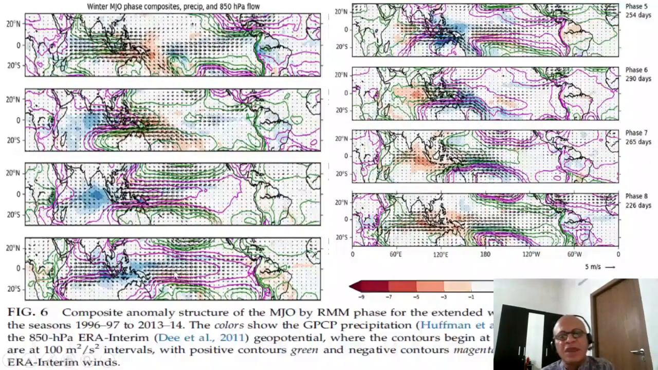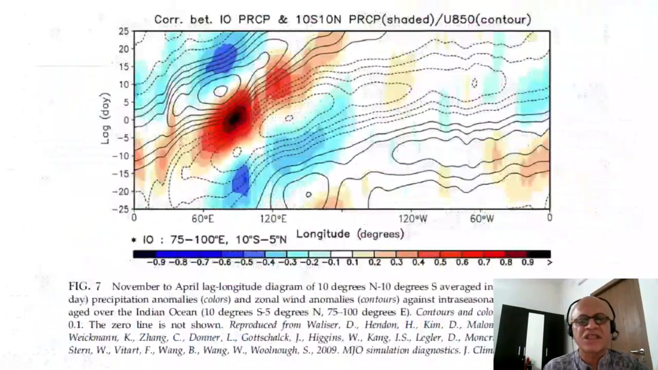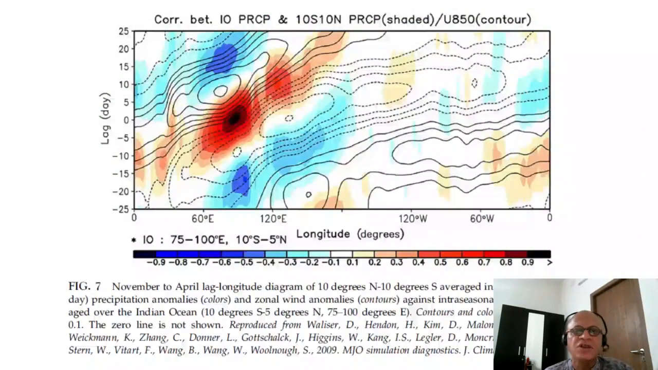So the MJO related heat source obviously produces waves, but as we said, these are not free waves. They don't fit into that wave number frequency spectrum with respect to Rossby and Kelvin waves as we saw, but they are the same structure of Rossby and Kelvin waves, the difference being that they move slower and they are convectively coupled.